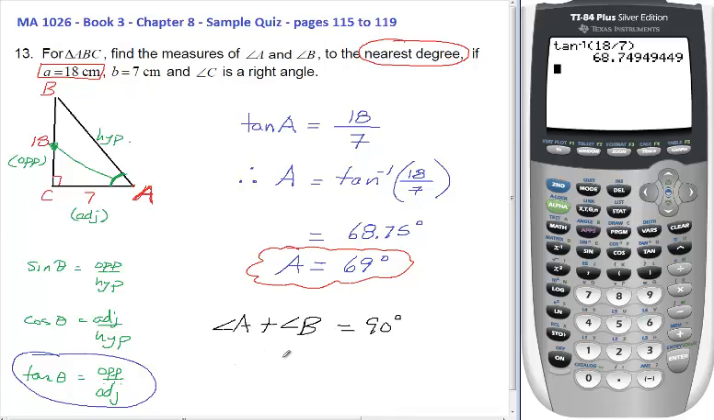So therefore angle B is simply going to be 90 minus angle A, which is 69 degrees. So just get the complement of 69, and when we subtract that, of course, we get 21 degrees. So angle B is 21 and angle A is 69. And there's the answer to number 13.